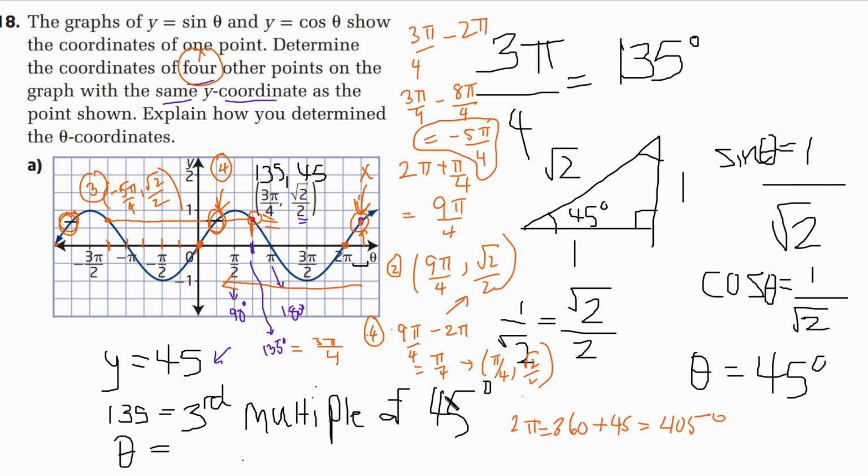Right. But I know it said 4 other points. So we found like 3 pi over 4 and root 2 over 2 already. Yes, you're right. That was my mistake. That means we have to find this one right here. Okay. So we'll call that one the 5th point. How do you propose we find this 5th point?